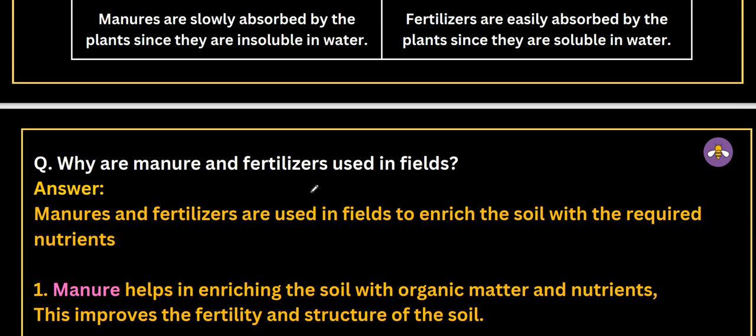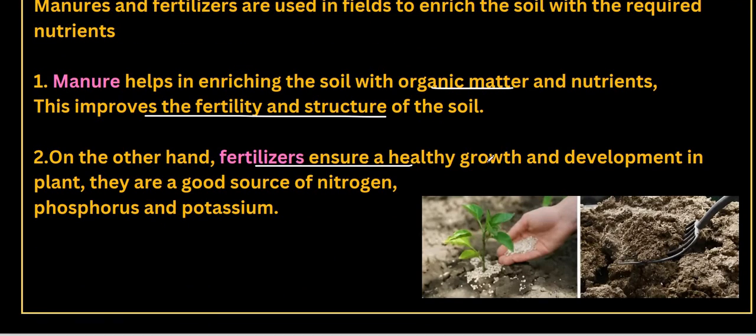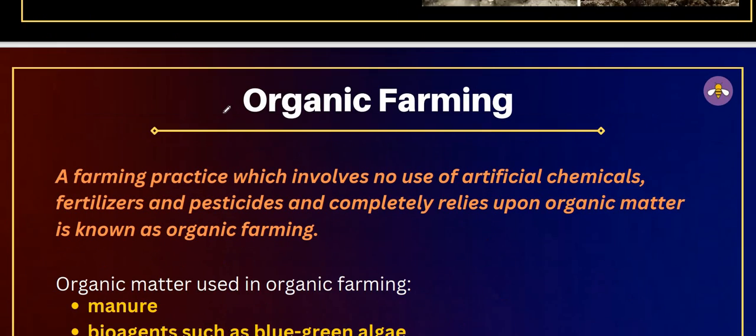Why are manure and fertilizers used in fields? Manure and fertilizers are used in fields to enrich the soil with the required nutrients. Manure helps in enriching the soil with organic matter and provides improved fertility. On the other hand, fertilizer ensures healthy growth and development in plants. They are a good source of nitrogen, phosphorus and potassium.